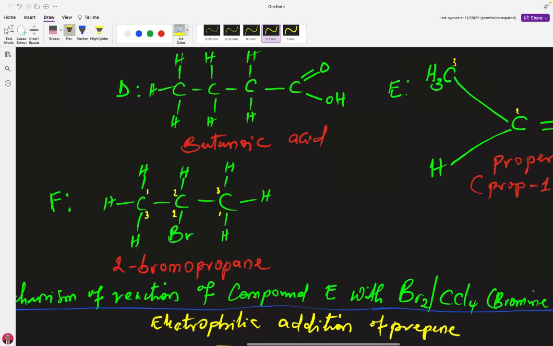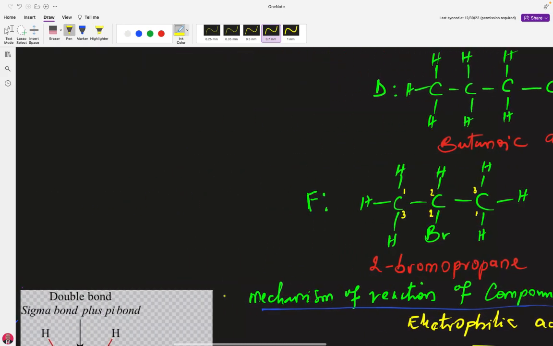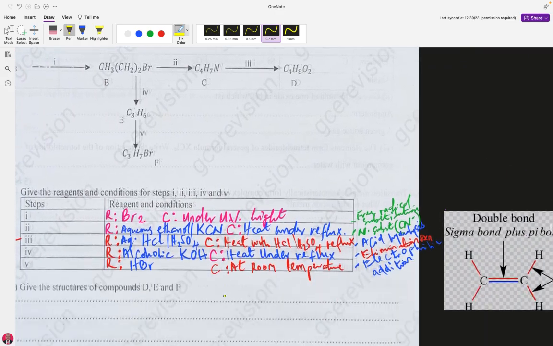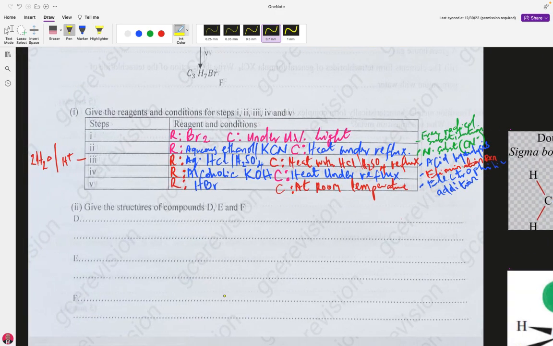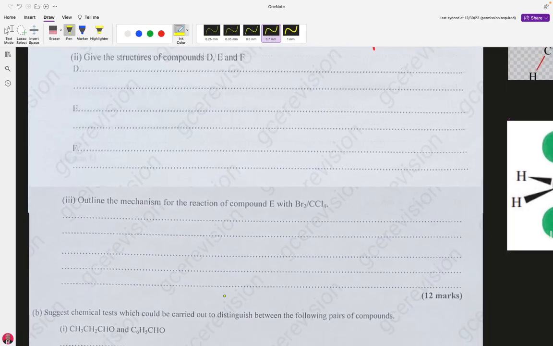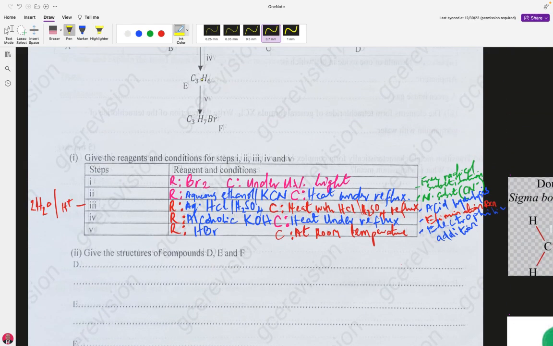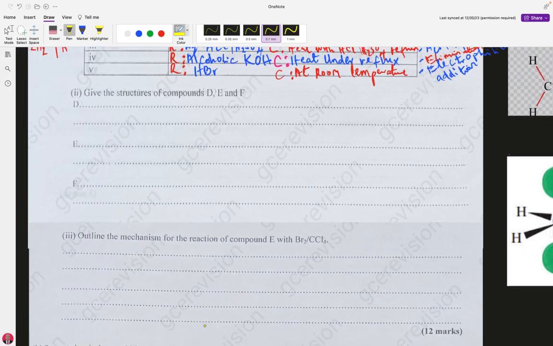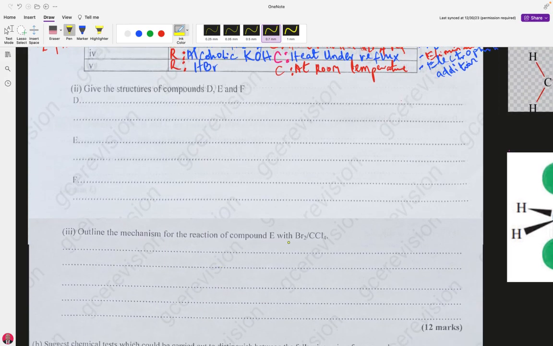So now we are done with the structures of D, E, and F. Let's get back on board. Now let's go to question number 3. Outline the mechanism for the reaction of compound E. This is compound E. I told you compound E is an alkene, which is propene. Now outline the mechanism for the reaction of E with bromine water.